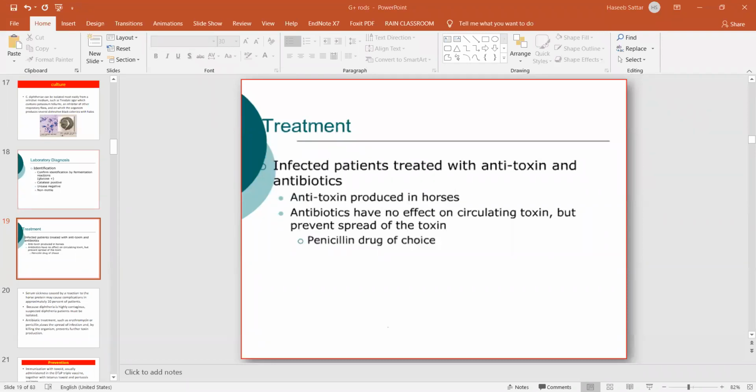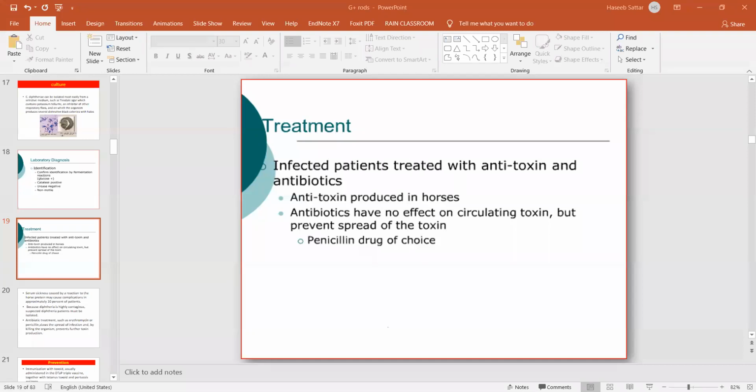So next we have the treatment of this bacteria. For the treatment of this bacteria, we need two types of treatment. First, we know that this bacteria produces exotoxin. One pathogenesis, the main pathogenesis, is the circulatory toxin, and the second pathogenesis is due to the bacteria, because the bacteria is producing a toxin.